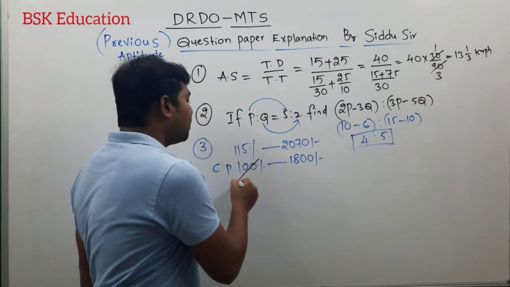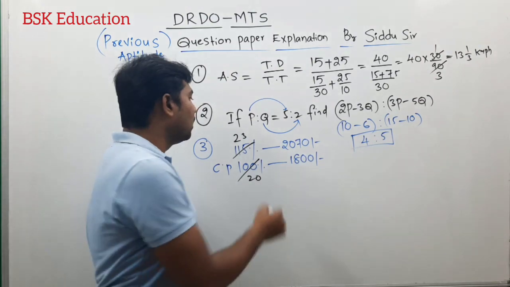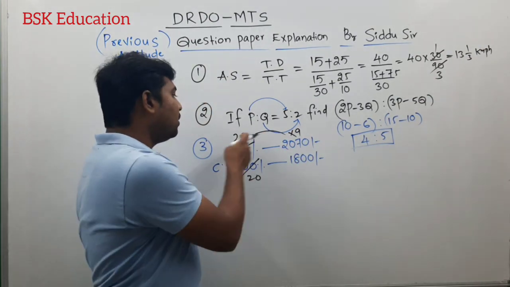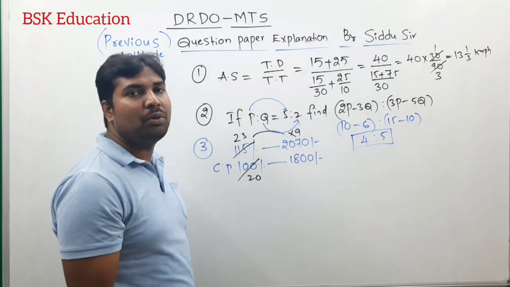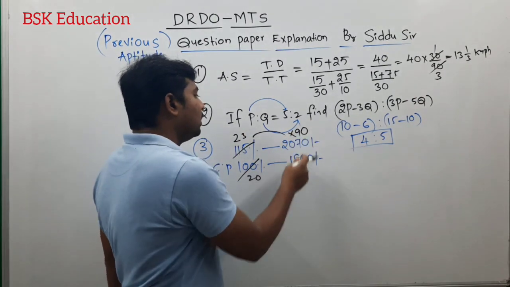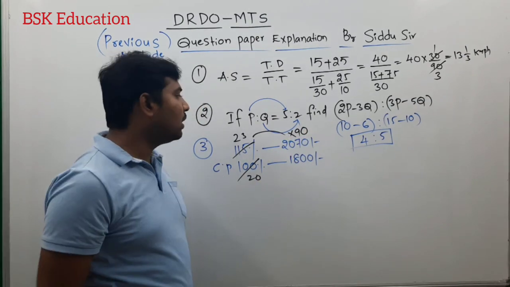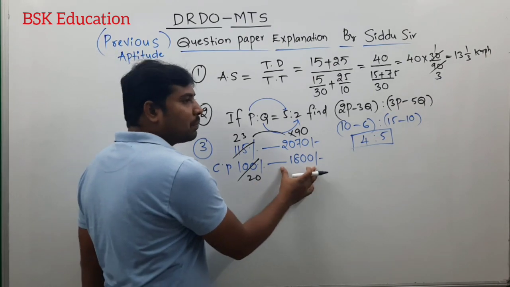So 23 into 9 is 207. 9 into 20 is 180. 9 into 3 is 27. 180 plus 27 is nothing but 207. So 90 into 20. 9 into 2 is 18. So you will take the double zeros at the right side. So simple. This is the cost price.